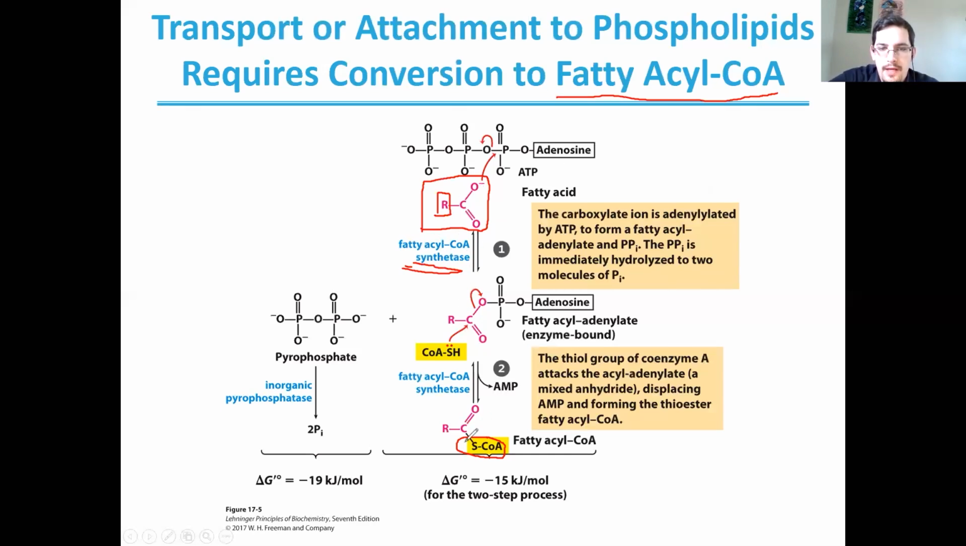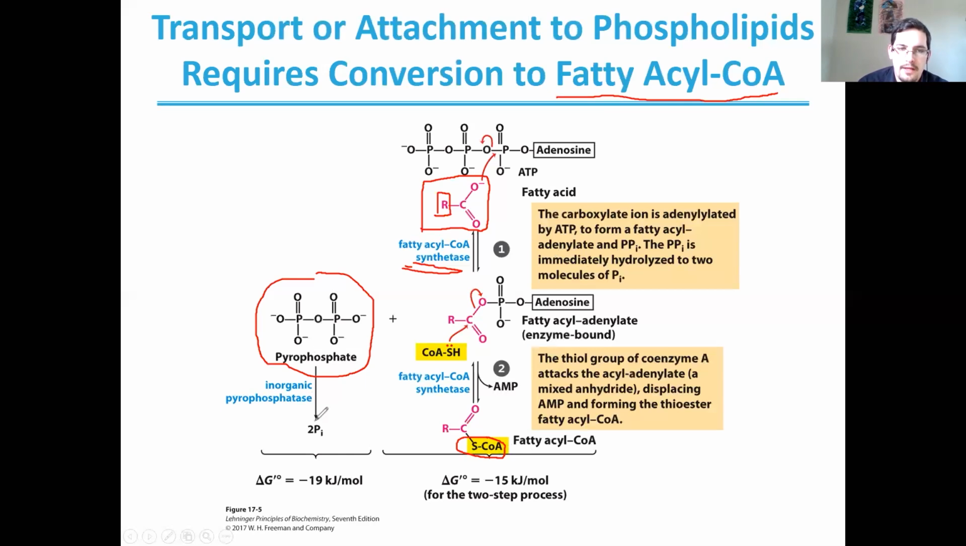Because our thioester here within the fatty acyl-CoA is a relatively high energy bond, we actually have to use 2 phosphates in order to form that bond. So we're going to use 1 ATP. We're going to do a nucleophilic attack. We release 2 of our phosphates as pyrophosphate. We temporarily attach that adenosine with our phosphate, so we adenylate our fatty acid. And then we do another nucleophilic attack from our coenzyme A to produce that fatty acyl-CoA.